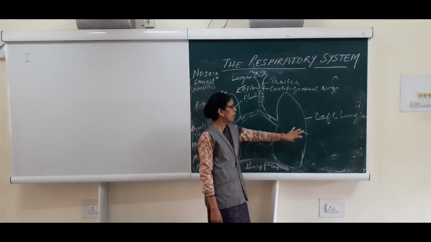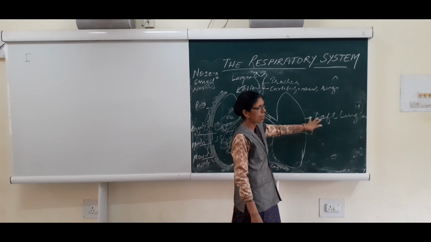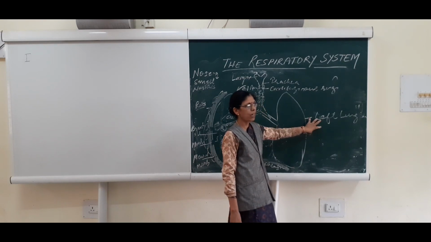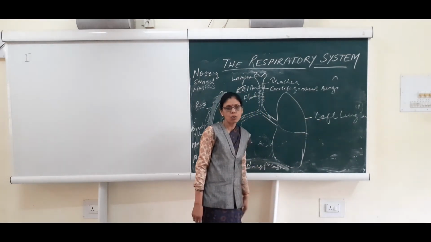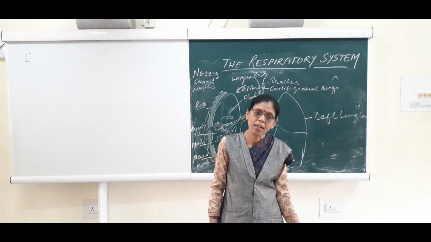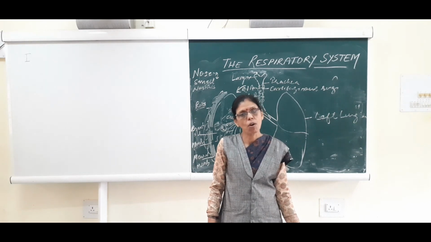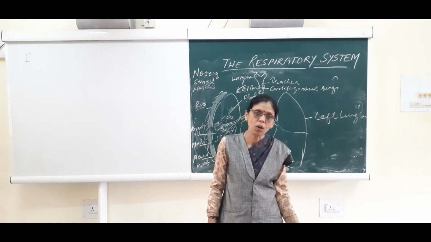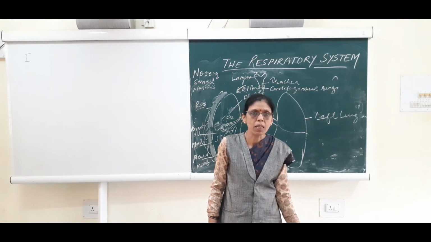It goes to different tissues. This oxygen in the form of oxyhemoglobin oxidizes glucose over there, and thus when glucose is oxidized, energy is liberated in the form of ATP. This is how the process of respiration takes place in our body.